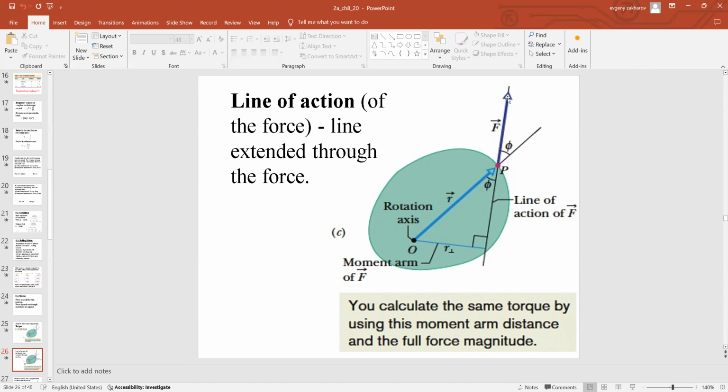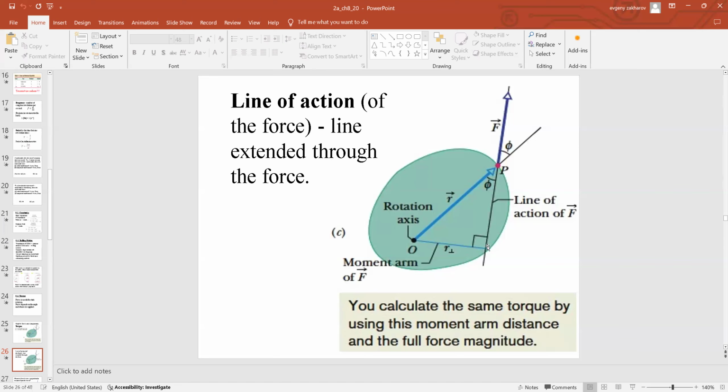Once again, this is the original force. You extend it up and down, and you draw this line. This is the line of action for that force. And then you have to find the smallest distance between the axis of rotation and the line of action. The smallest distance is always the perpendicular. It is the line that is perpendicular, 90 degrees angle, between the line of action and the axis of rotation. This smallest distance is what we call the moment arm.